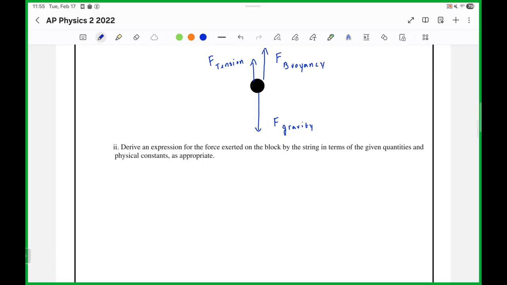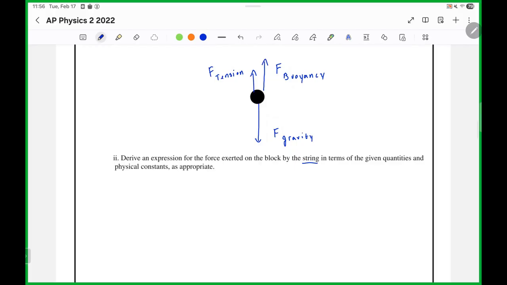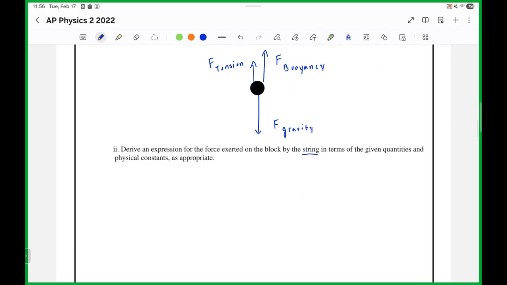Okay, part 2 is asking us to derive an expression for the force exerted on the block by the string in terms of the given quantities and physical constants as appropriate. And so what is our first step? Our first step is we've got a free body diagram. Every single time we have a free body diagram, we want to think about F equals ma. In this case, we know that our acceleration is 0, therefore our sum of forces is 0. And therefore F tension, which I'll just write as Ft, plus F buoyancy must equal F gravity, and therefore our tension force is equal to force of gravity minus force of buoyancy.